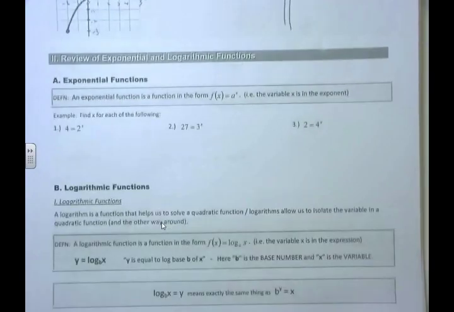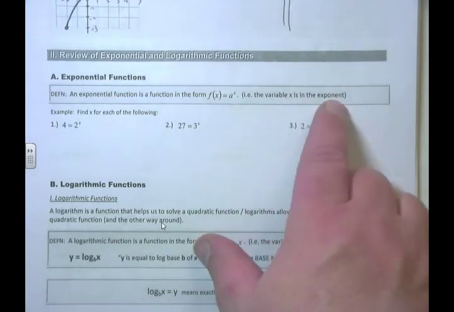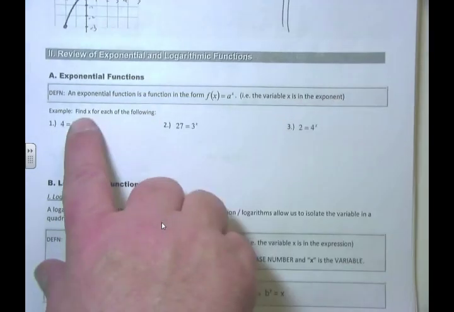Now, moving on to the next concept. Again, I am trying to kind of shotgun this thing and give you all the algebra before we get to the calculus of this stuff. So let's review a little bit of exponential and logarithmic notation. Definition. An exponential function is a function in the form of f of x equals a to the x, where the variable x is in the exponent.